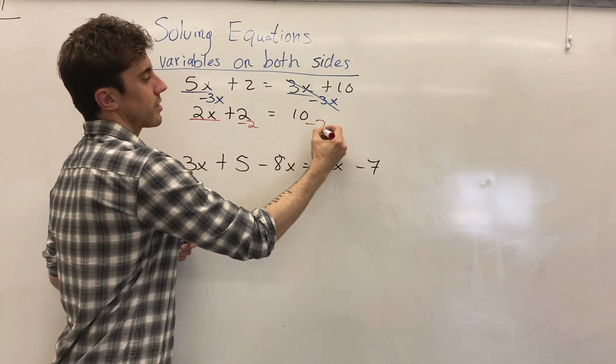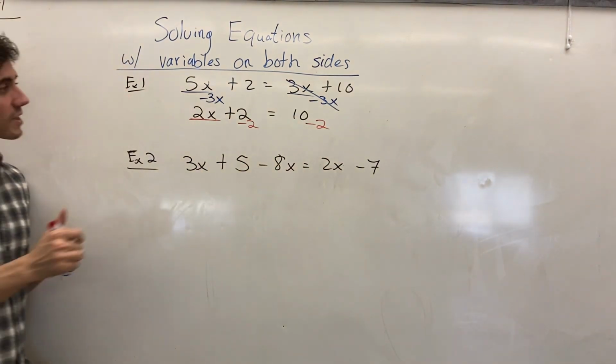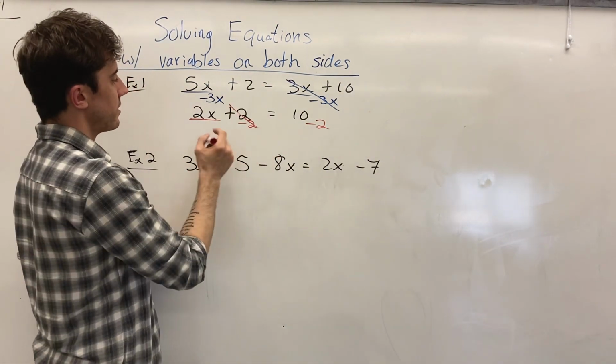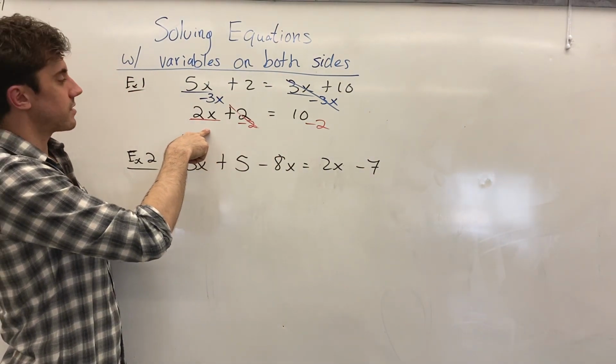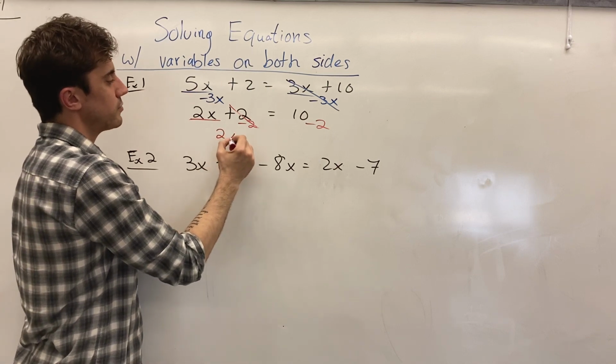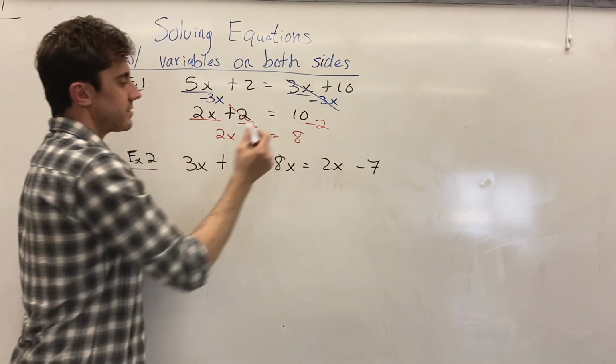And we always do the same thing on both sides, right? Now, the 2's are going to go away. And so we've done our task of isolating our variable. We have 2x is equal to 8.